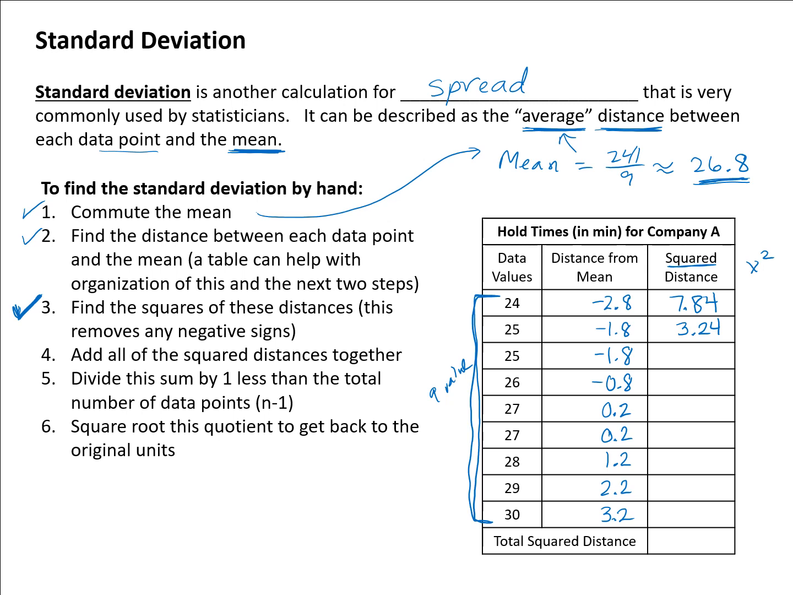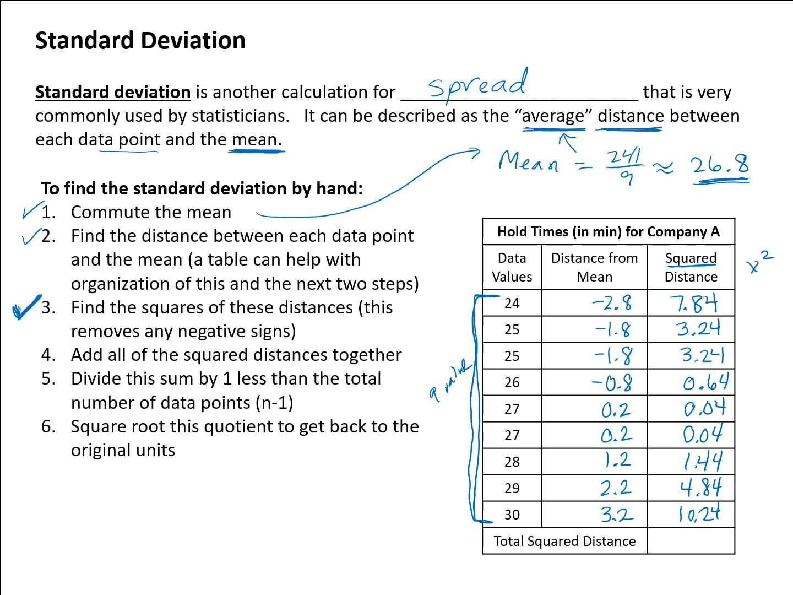All right, continuing on, 1.8 squared is again 3.24. 0.8 squared is 0.64. 0.2 squared is 0.04. Again, 0.04 since we have the repeat of a value. 1.2 squared is 1.44. 2.2 squared is 4.84. And 3.2 squared is 10.24. So you can see how the table helps you organize this, because there's a lot of individual calculations related to individual points.